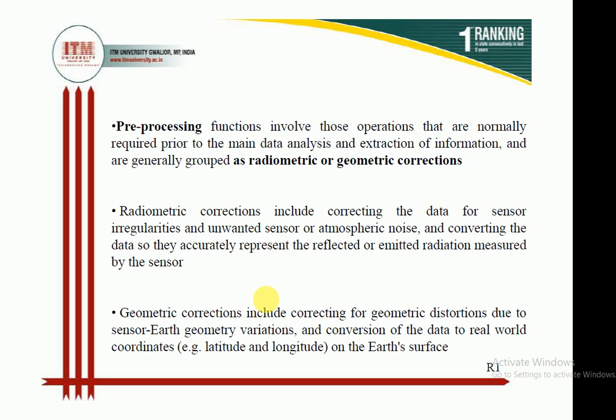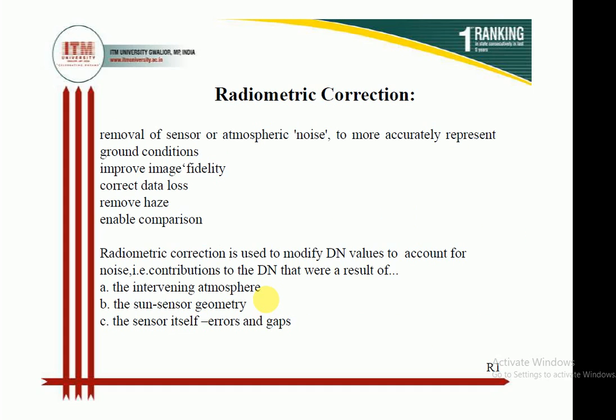Geometric corrections are basically done if there is variation in the coordinates of a certain image, meaning the sensor predicts different coordinates, but in actuality there is a different coordinate system for that particular object or place. The variation in latitude and longitude is corrected with the help of geometric corrections. Geometric errors occur due to the variation in earth geometry and earth orientation. So this needs to be corrected, and it is corrected by geometric correction.